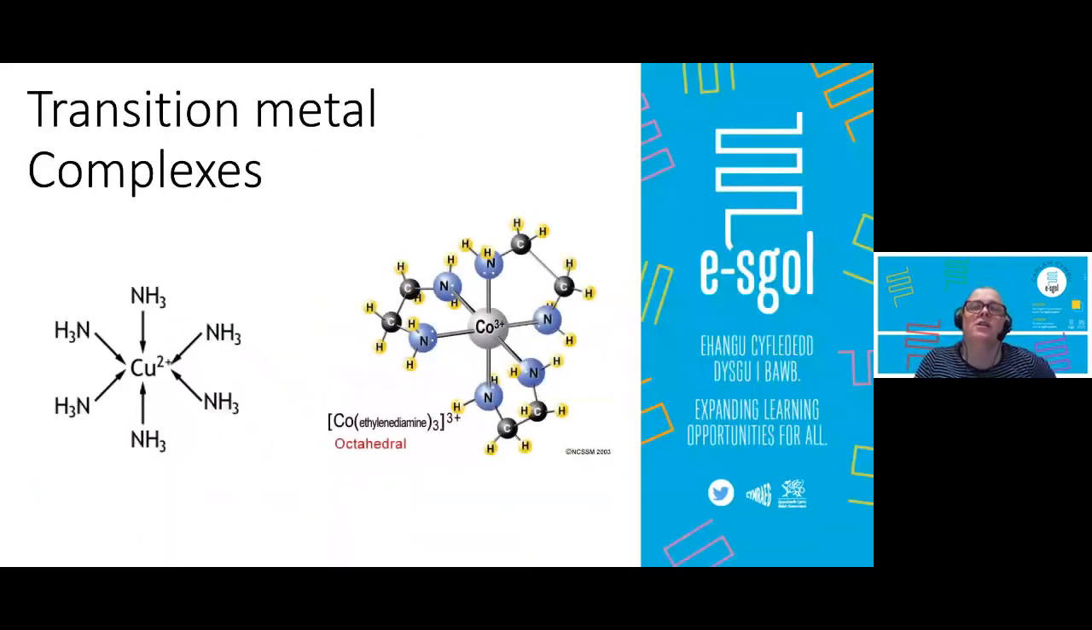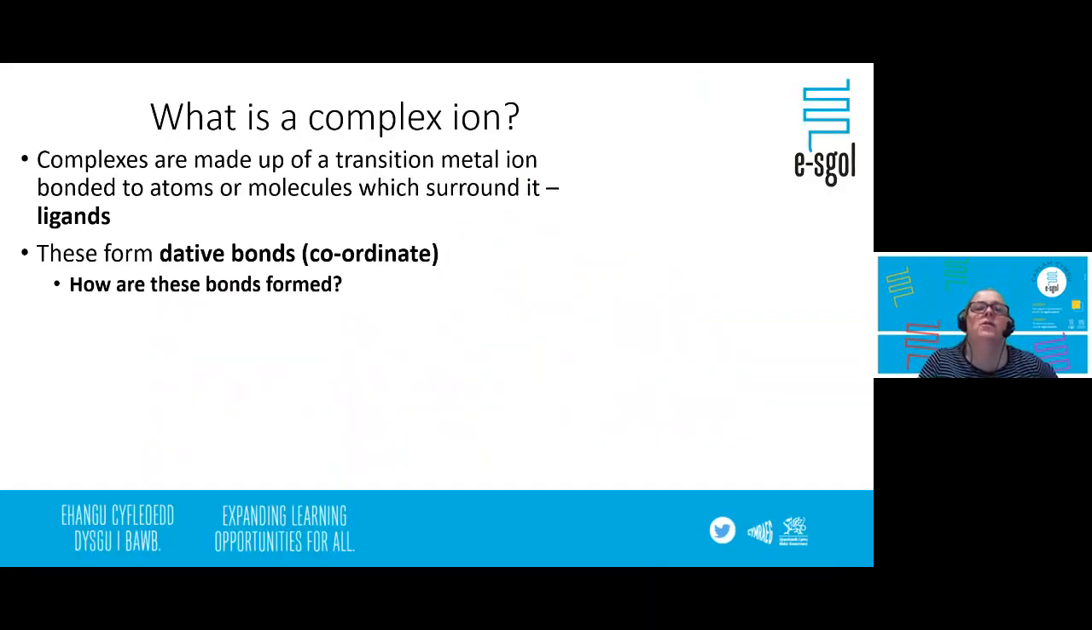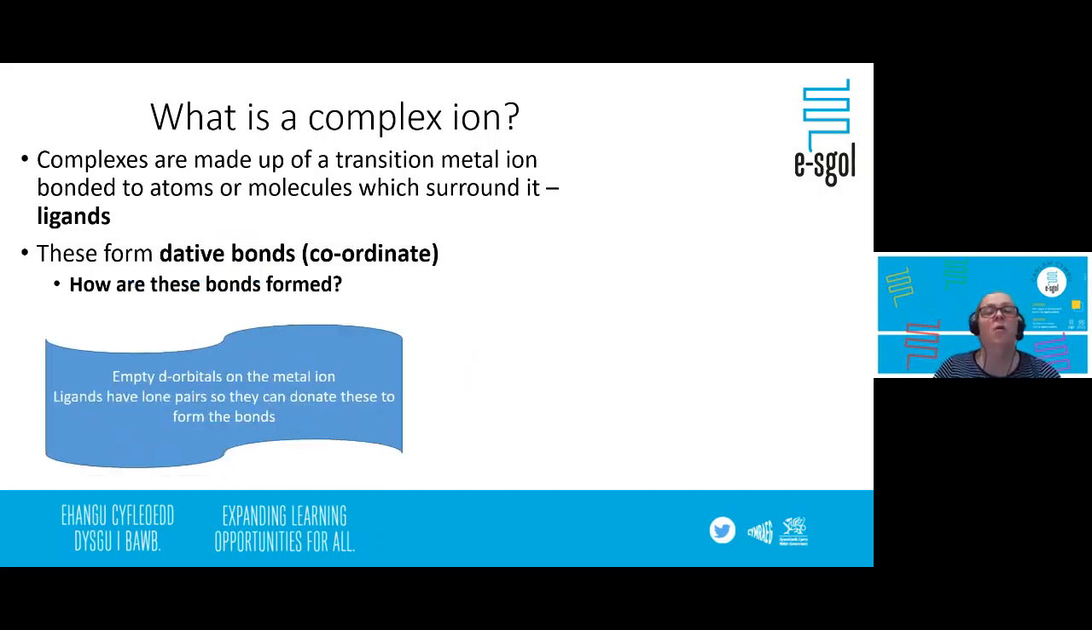So transition element ions are often quite happily surrounded by ligands. They're made up of a transition metal ion centrally, surrounded by these ligands that then datively or coordinately bond to that central ion, which is usually a transition metal. So they form in the normal way that all other coordinate bonds form. I did cover that in the earlier session.